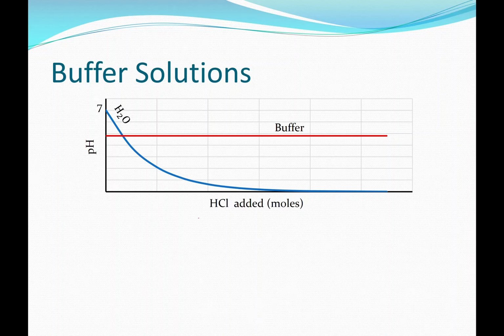A buffer solution, on the other hand, is going to stay relatively constant. Now, this is a flat line. It's completely flat, and that's not quite right. The pH of the buffer would drop a little bit as we're adding this HCl, but it would stay relatively constant.